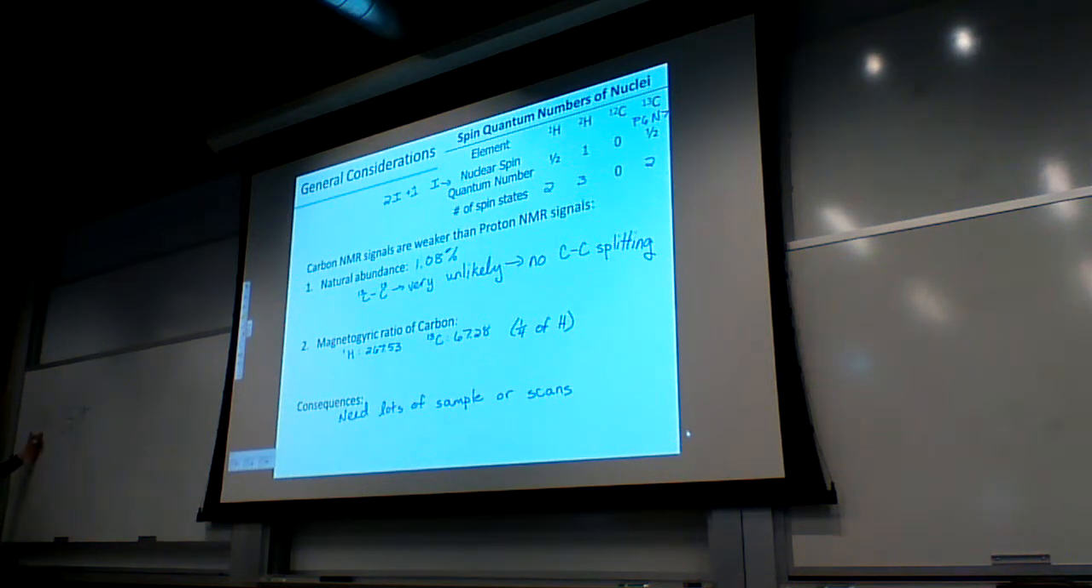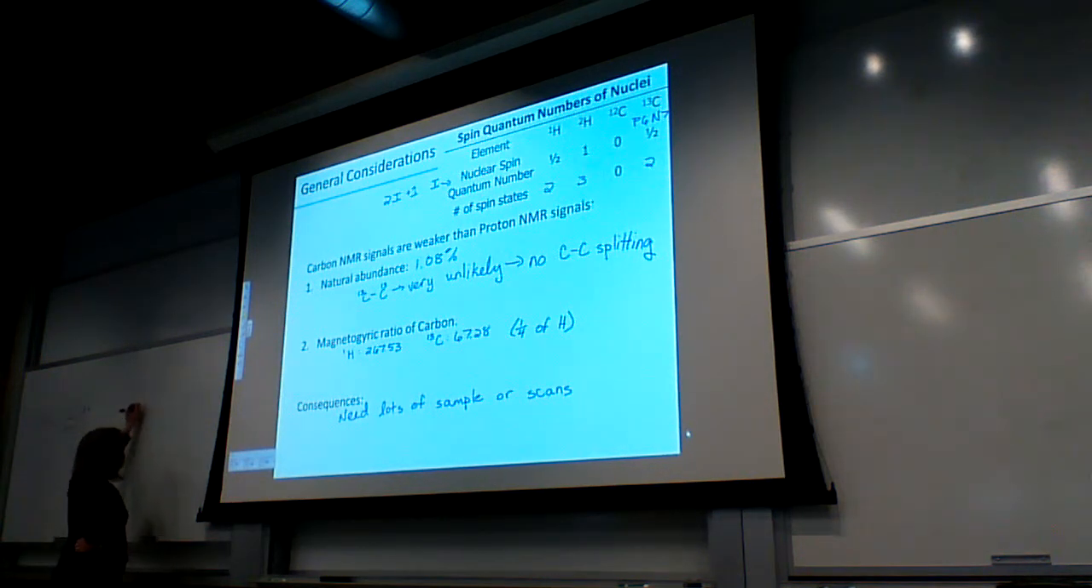So we had this frequency here. This was how much energy it takes, or the type of electromagnetic wave it takes, to excite the proton from the lower spin state to the higher spin state. If we keep B0 constant, and 2 pi is always constant, for this magnetogyric ratio of hydrogen versus carbon, we're going to see about a quarter reduction in the frequency that we need for the excitation of the carbon from one spin state to the other.